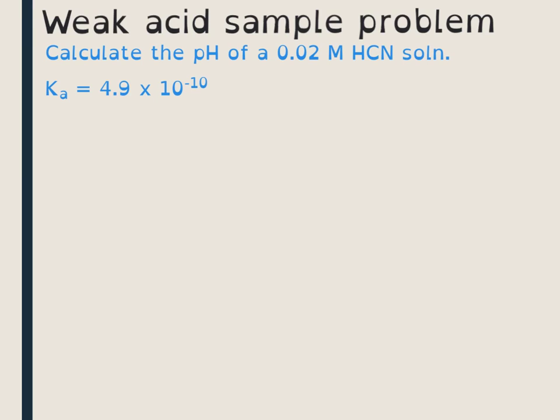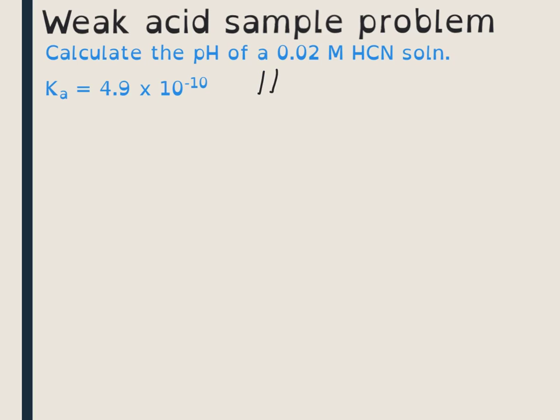All right, in this sample problem, we're going to find the pH of a weak acid when we know the Ka. And the first thing we need to do is read the problem. It says calculate the pH of a 0.02 molar HCN solution. And they give us a Ka value. The Ka is 4.9 times 10 to the negative 10th.